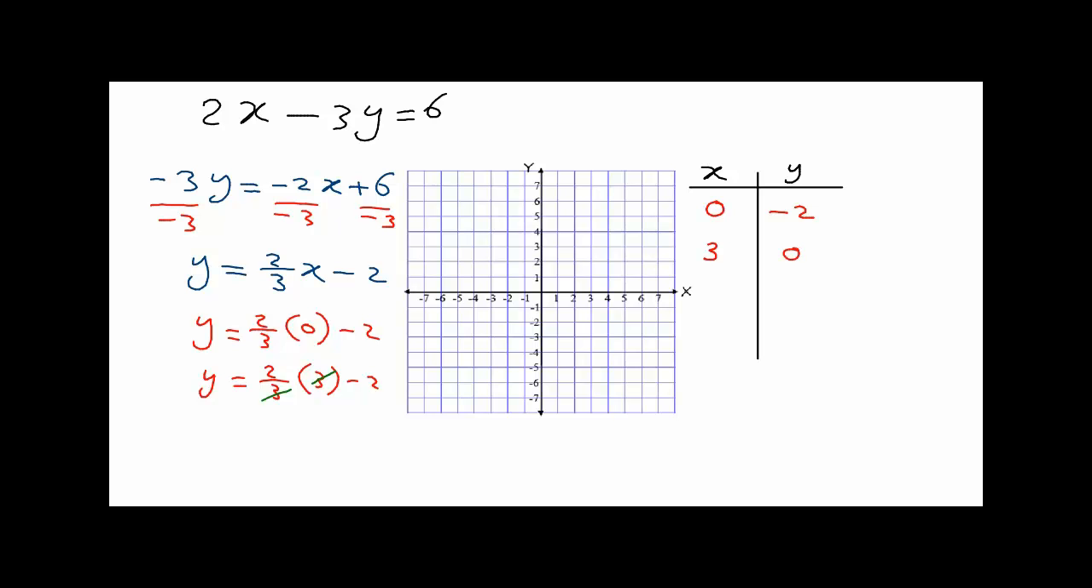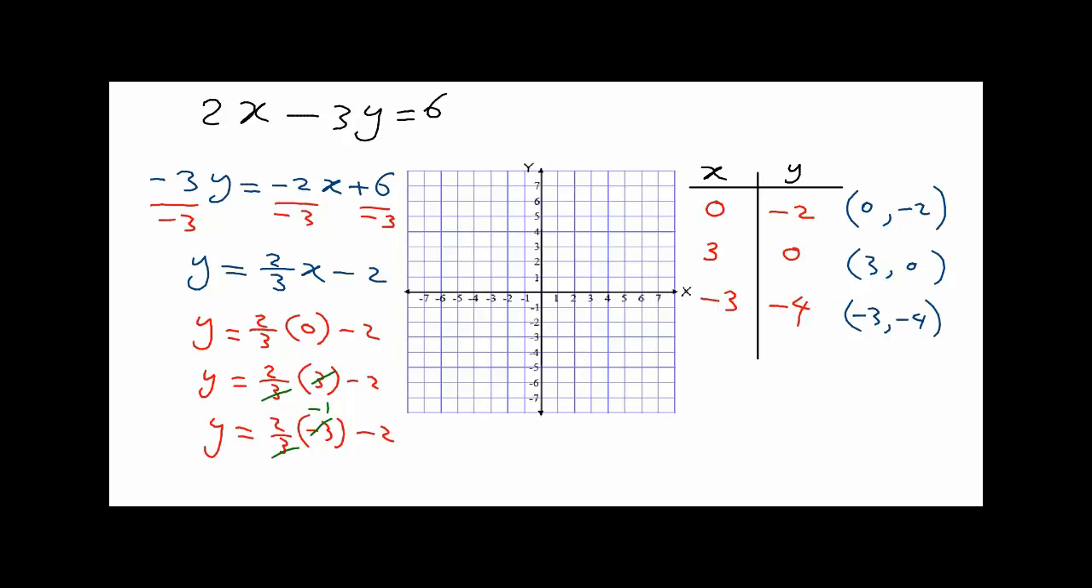Let us choose now x equals negative 3. Substituting and simplifying, we have negative 2 over here. So negative 2 minus 2 is negative 4. Now we have 3 points: (0, negative 2), (3, 0), and (negative 3, negative 4).